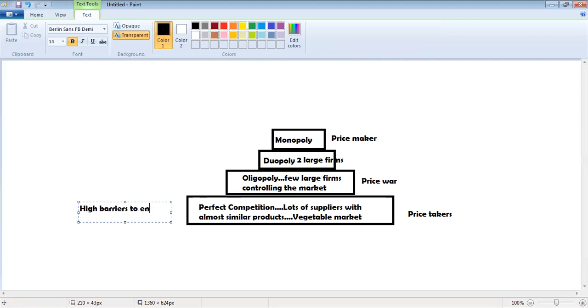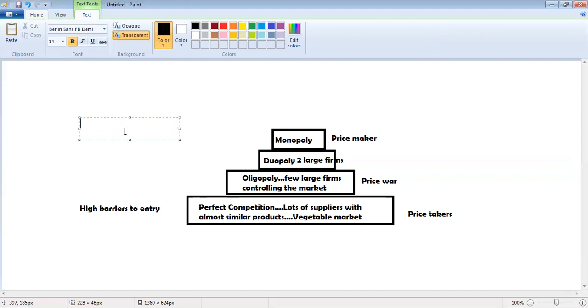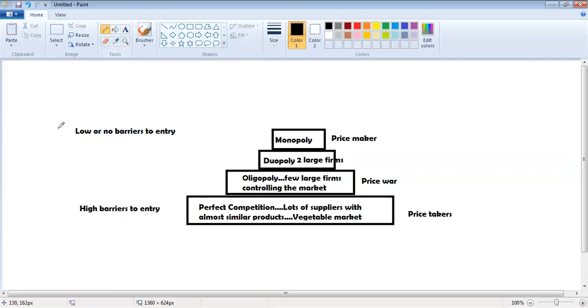High barriers to entry. Barriers to entry means anything that obstructs you from entering the market.